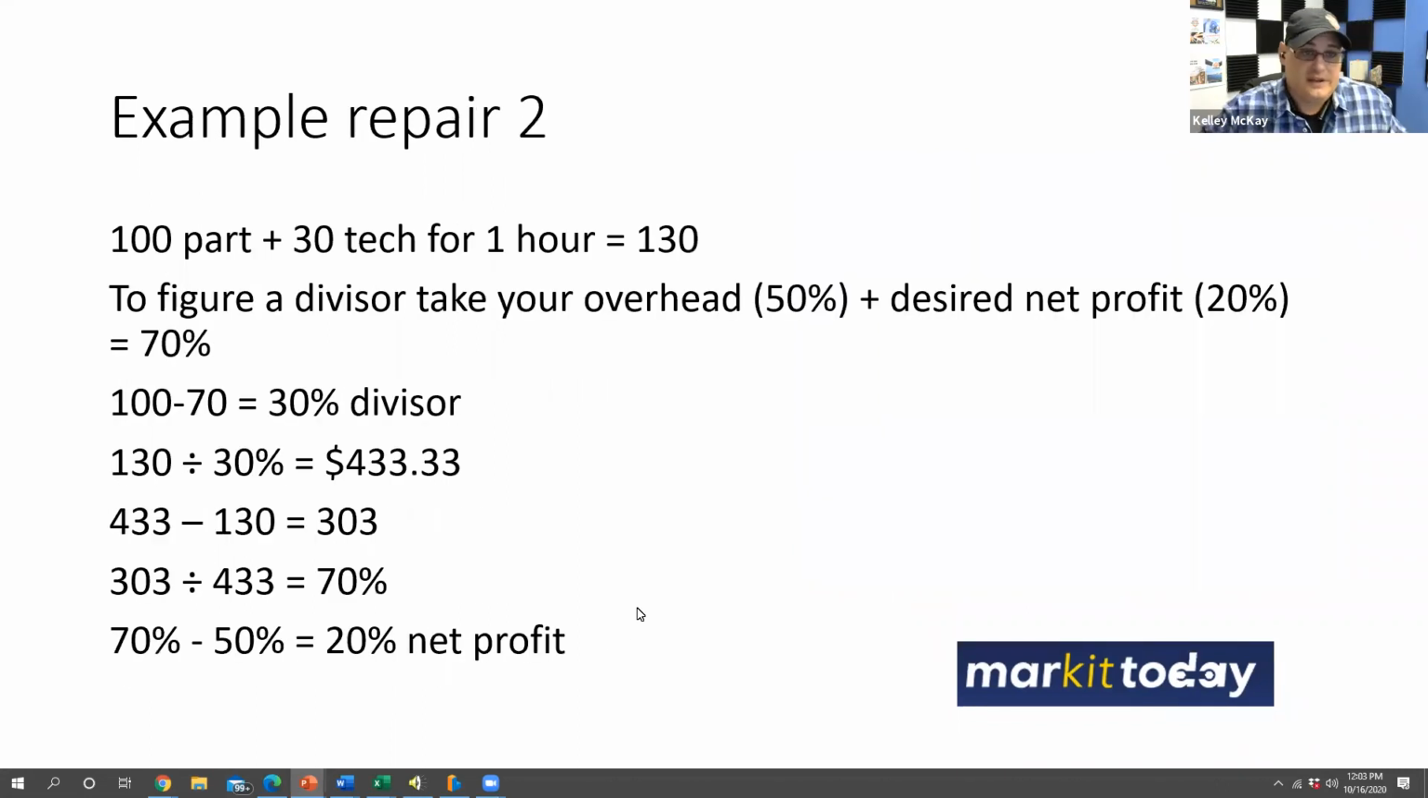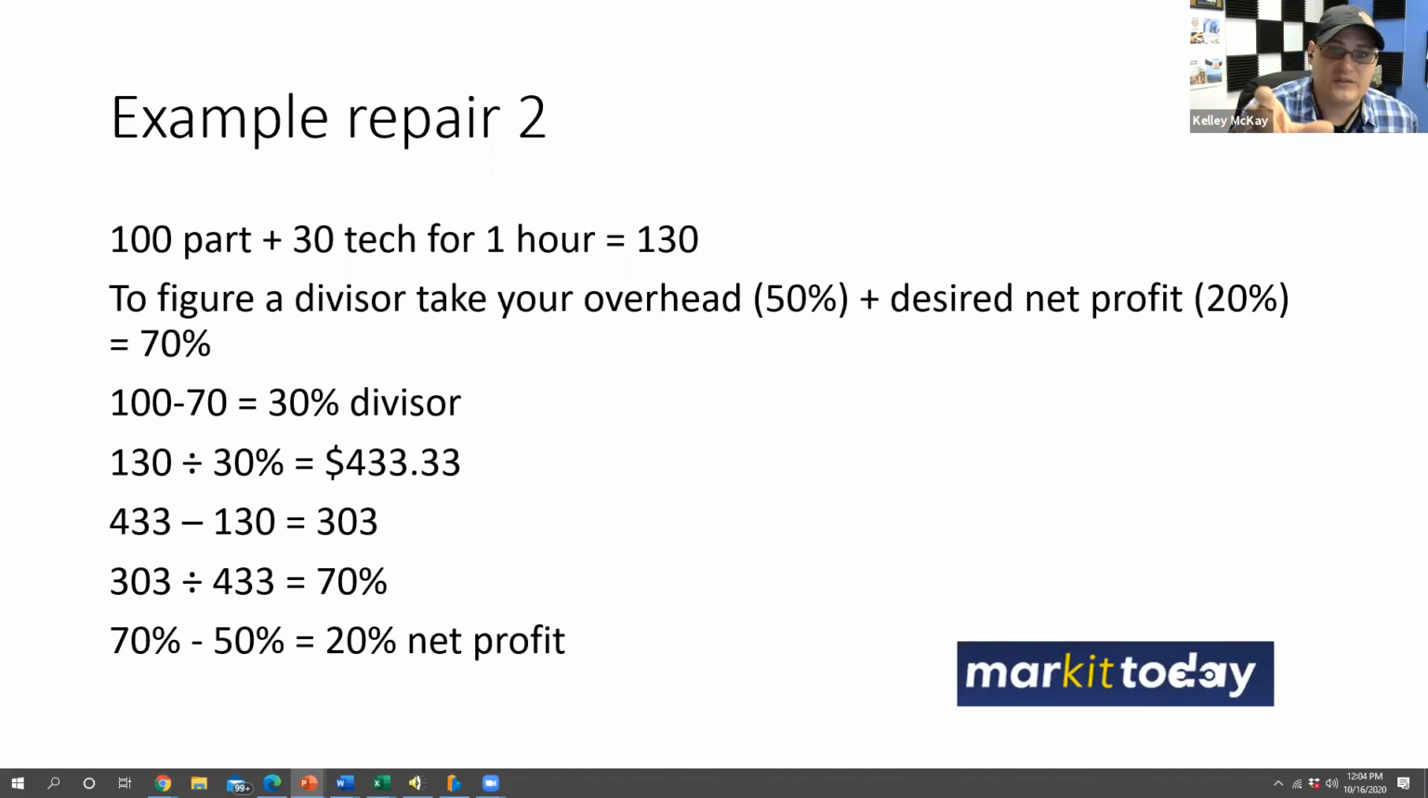So here's another repair, just another example. You got a $100 part and a $30 an hour tech for 1 hour. That's $130 cost of goods sold. To figure a divisor, take your overhead 50% plus your desired net profit 20% or 15% or 25%. Like I'm going to tell you, I still recommend 25% on service.